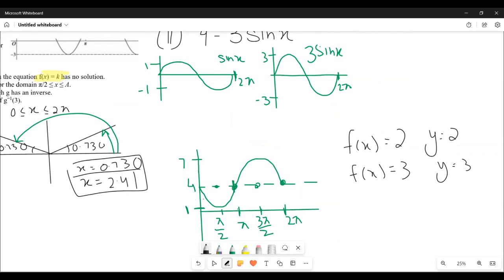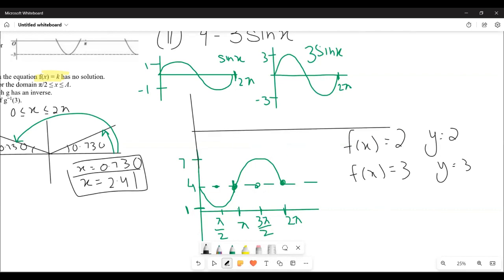So it says, what should be the value of k so that there is no solution. If you draw a horizontal line like this, you get 2 solutions. If you draw a horizontal line like this, you again get 2 solutions. If you draw a horizontal line at 7, you get 1 solution. So then what should be the value of k, that is the horizontal line, so that there is no solution? What if we draw a horizontal line anywhere above 7? Then there is no solution.